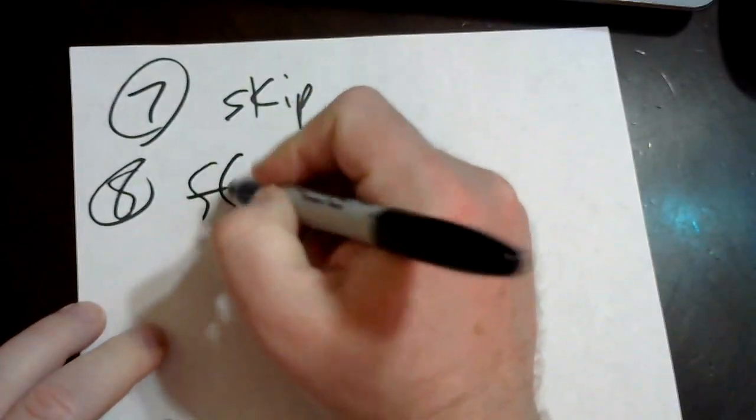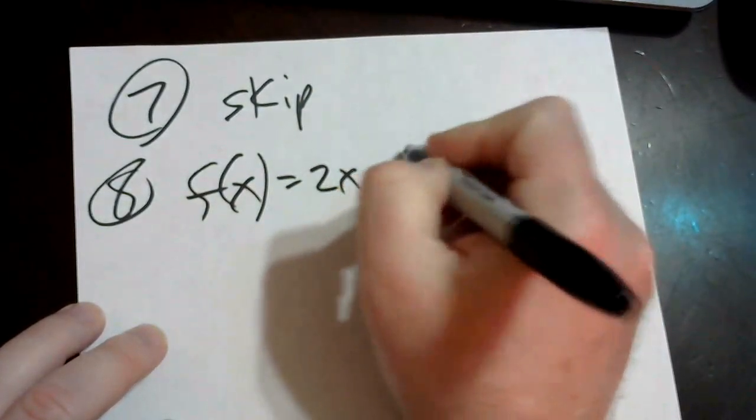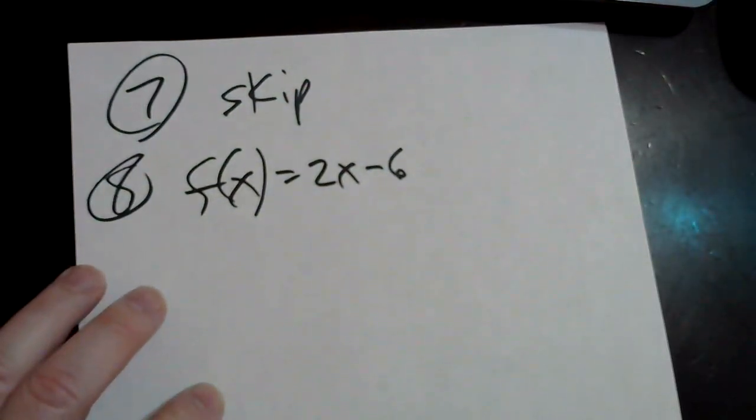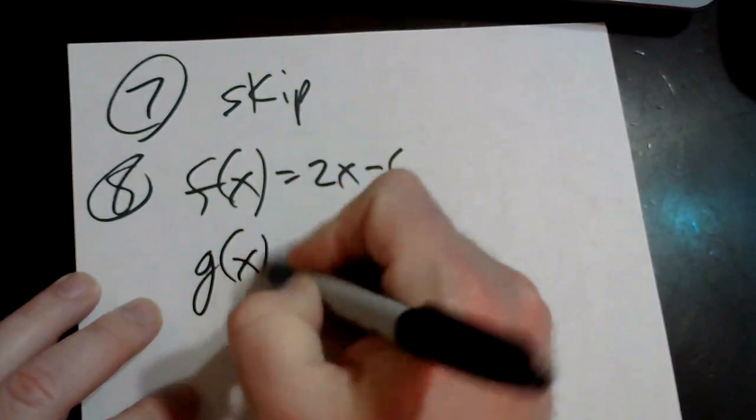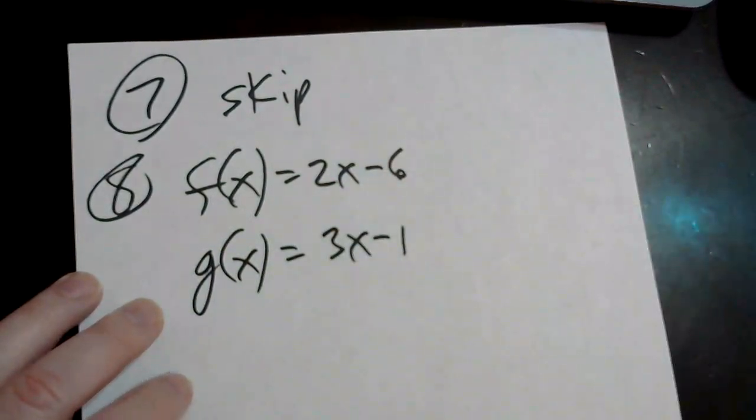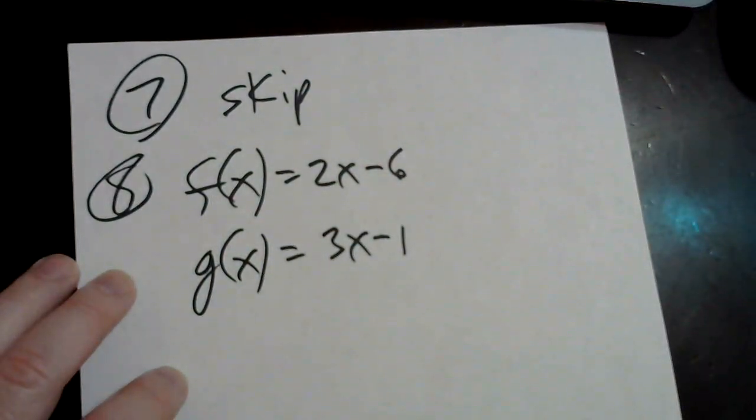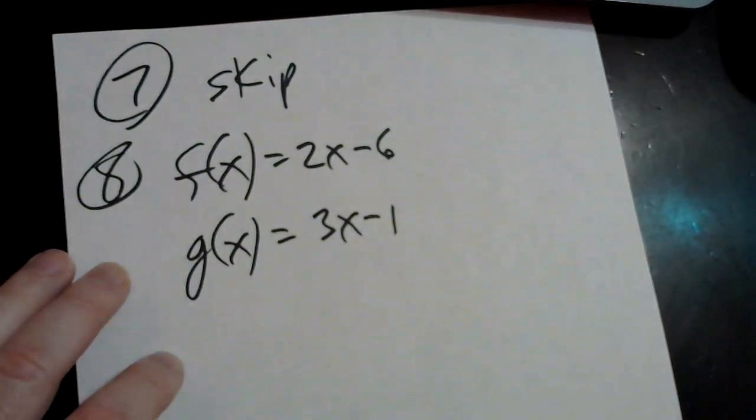This next one is kind of like number 11. 2x minus 6 is f of x. And 3x minus 1 is g. Okay. So this one says find f of g and also g of f.